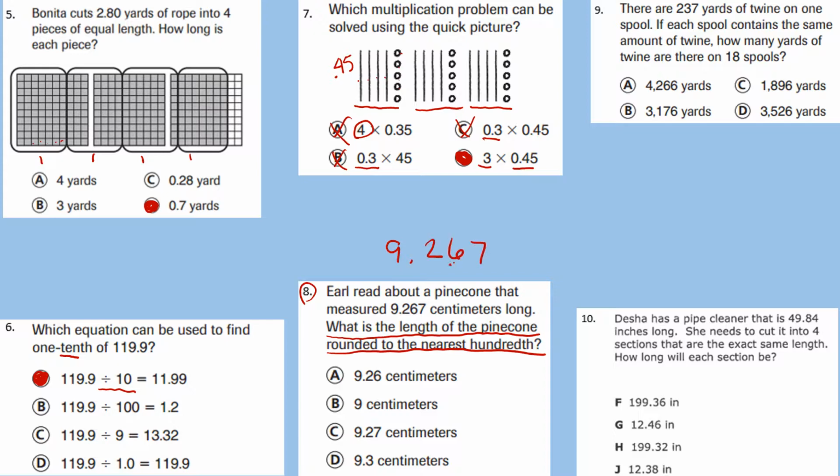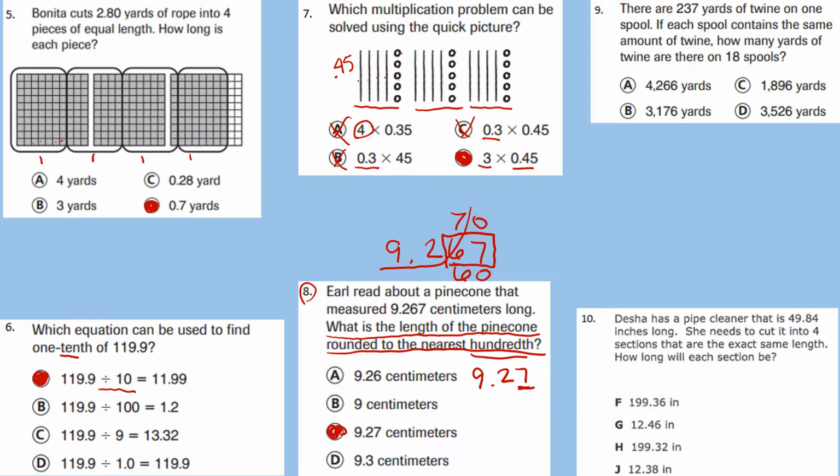The hundredths is the 6, so I underline that and the digit behind it. 67 is between 60 and 70. 67 is closer to 70, so my answer is 9 and 27 hundredths, C. Notice the last word I said was hundredths because I'm rounding to the hundredths.